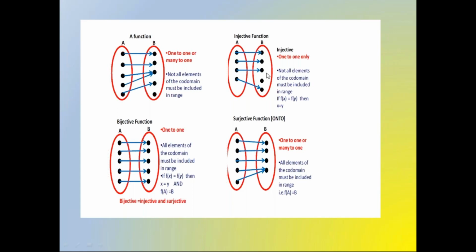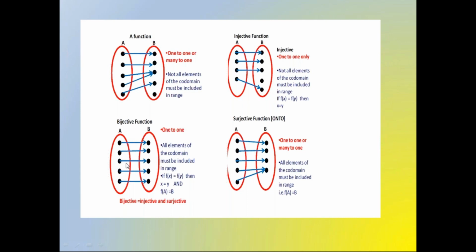Second one, injective function. Not all elements of the codomain must be included in the range. It is one-to-one only, because the elements of the set A are related to some of the elements of the set B. Therefore, we can call it one-to-one only, or an injective function.